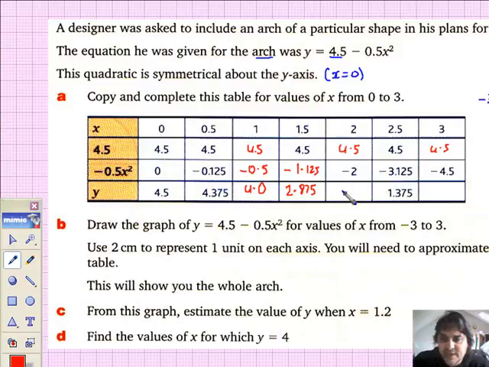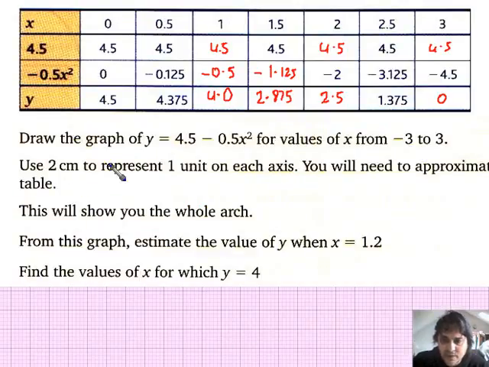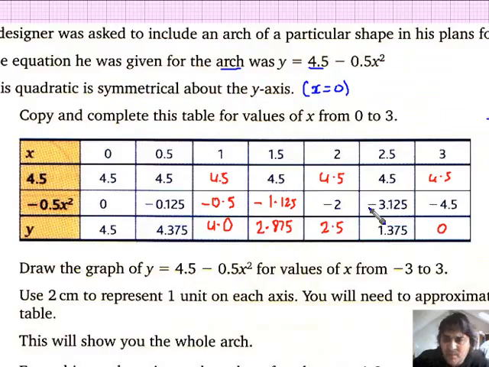4.5 take away 2 is going to be 2.5. So what we're doing, we're coming down, we're going down, we're going down, right, of course we are. And that's take away that, of course, is 0. Right then, so I've got all these points to plot, so, I mean, most of it's been done for us anyway.